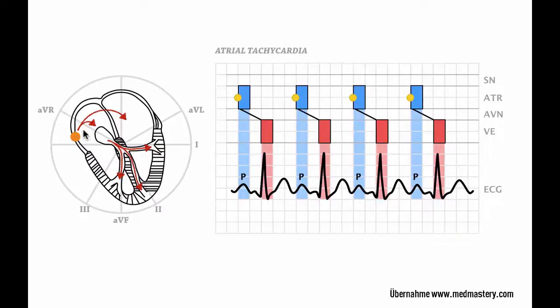Due to the fact that this atrial focus can be situated anywhere in the atria, the atrial vector, that's the vector that points away from that focus, can point in pretty much any direction. So that's one important take-home message: in atrial tachycardia, the P wave can be positive in leads 1 and 2, but it can also be negative. Most of the time, however, the P waves in atrial tachycardia are positive in leads 1 and 2.